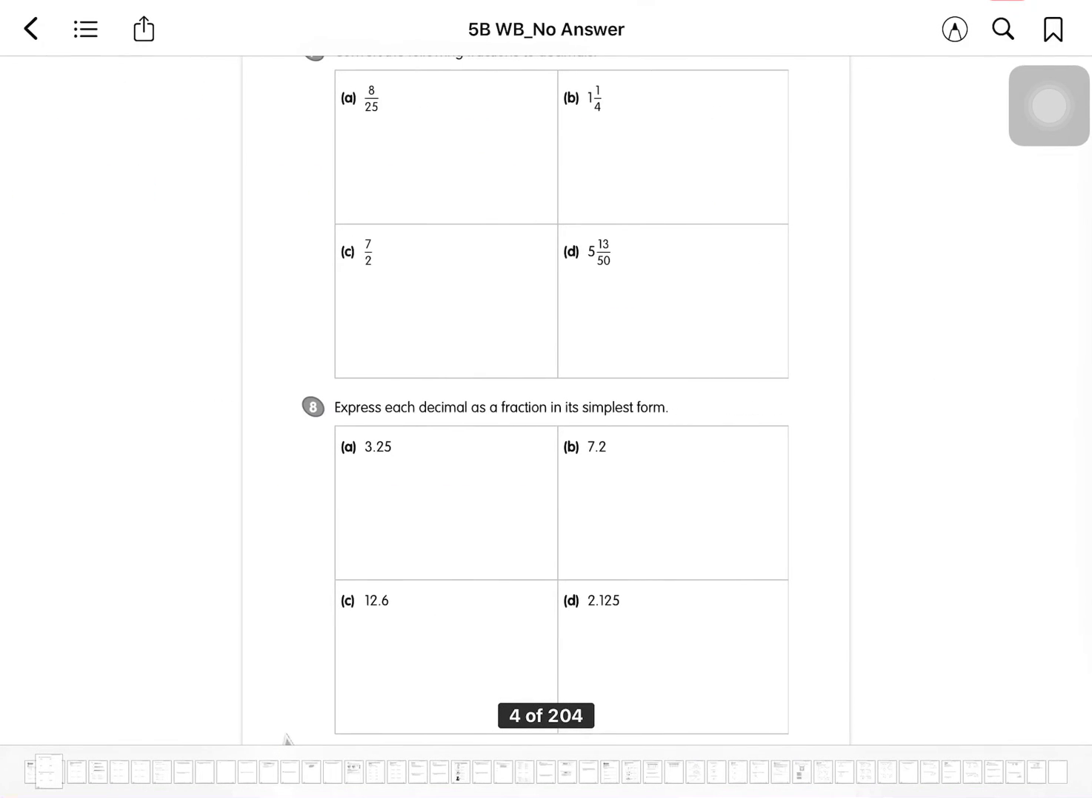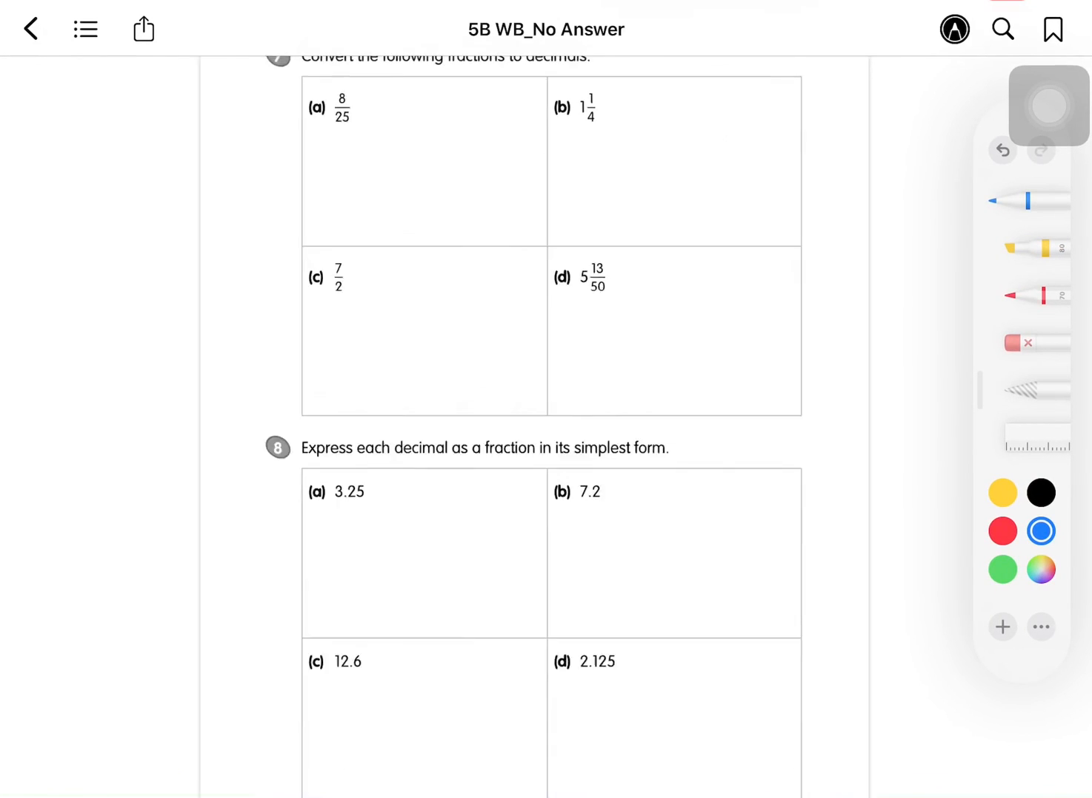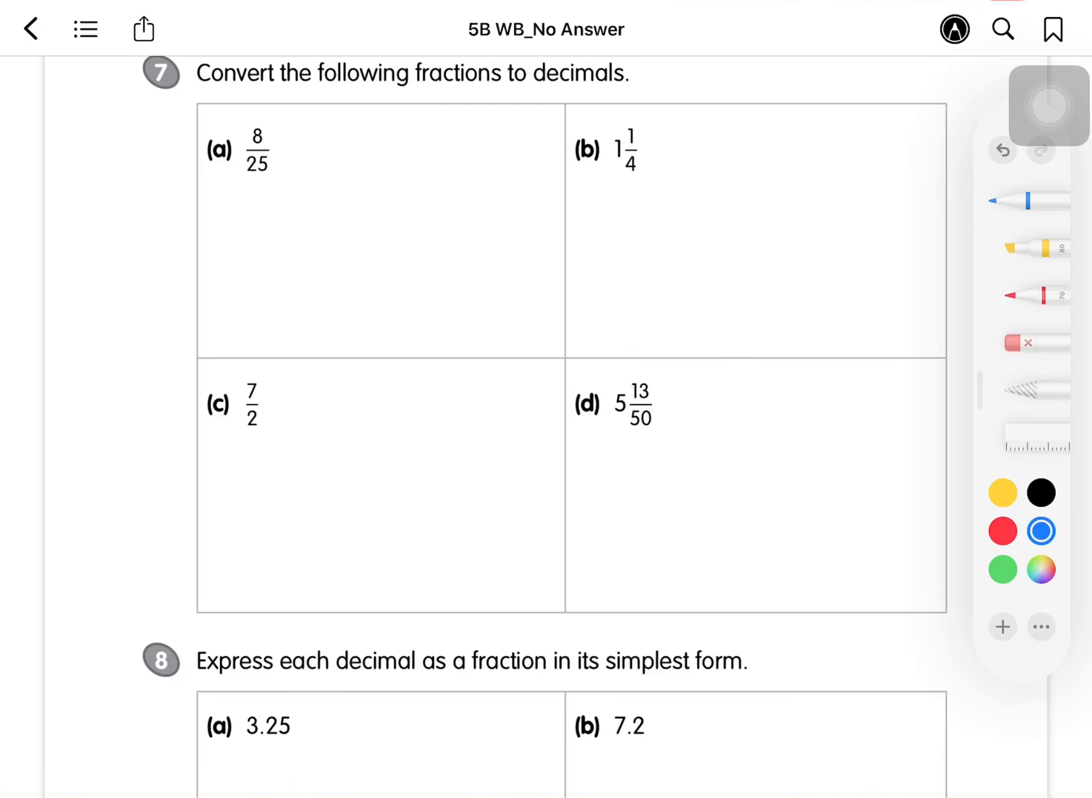And the last page, this one. Same thing, I want to see your workings. So for example, 8 out of 25, I want to express it as decimals. So I'm going to multiply by 4, multiply by 4. I should see this, and not just your answers. Then express your decimal here.